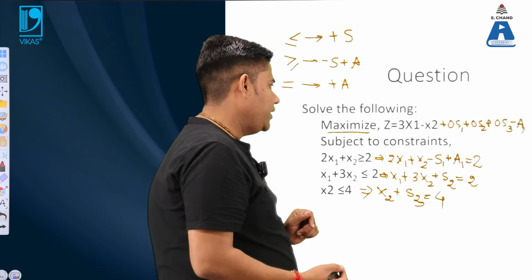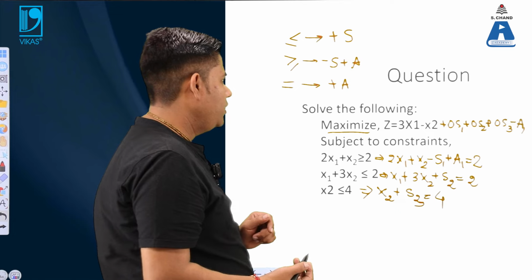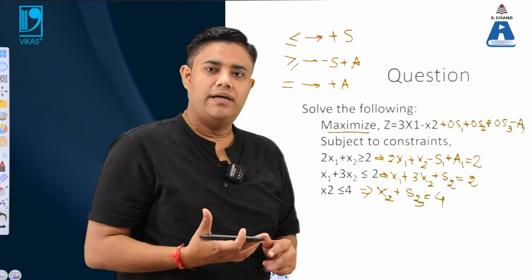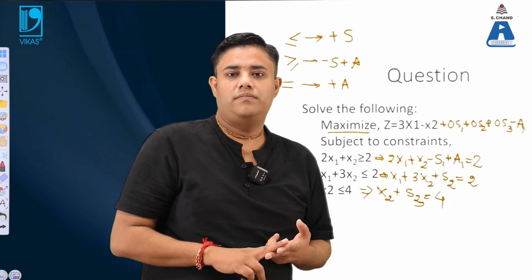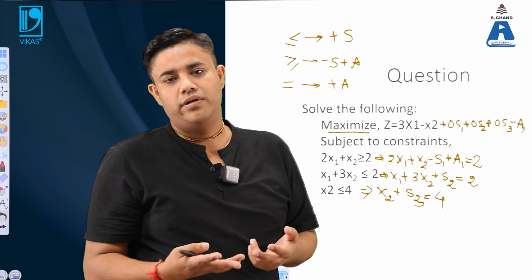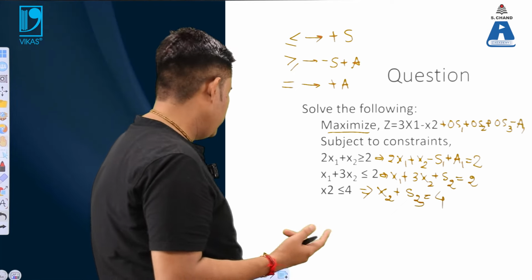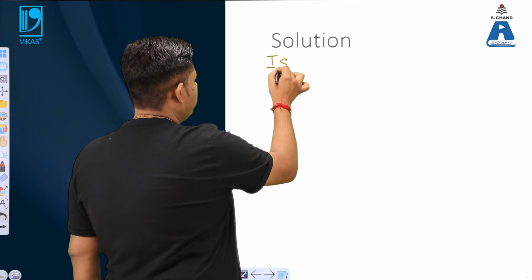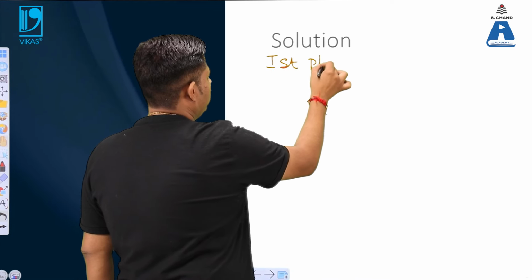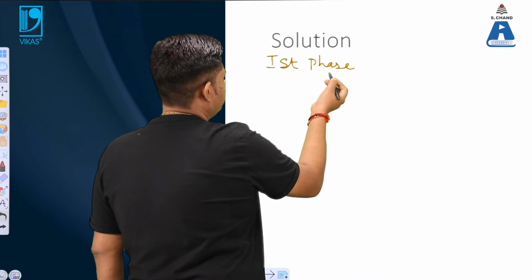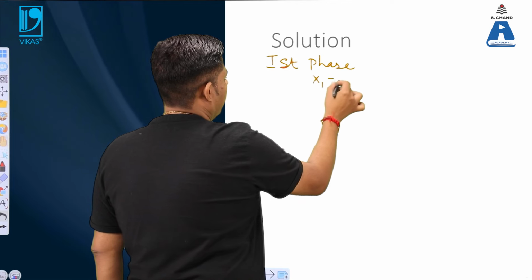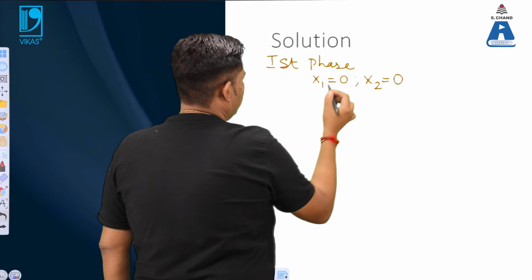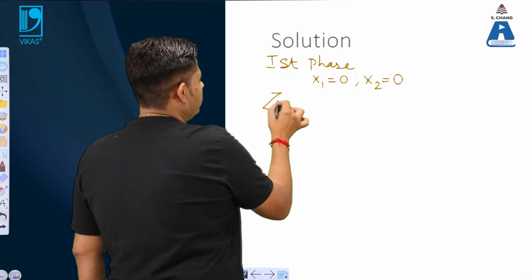Now we have to go with the method, and the name of the method is the two-phase method. That indicates that we have to perform this solution in 2 phases. So what would be the first phase? In the first phase you will consider all the decision variables as 0, x1 as 0 and x2 as 0. So all these decision variables would be 0.